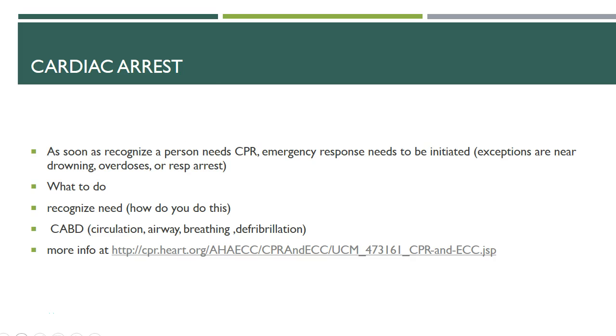And then cardiac arrest. So as soon as you recognize that a person needs CPR, you need to get help. The only exceptions are near drowning, overdoses, or respiratory arrest. So in those cases, you would do CPR first for 2 minutes and then get help. You need to recognize what to do. So now this mnemonic is CAB, and if you have an AED, you would defibrillate as well. So circulation, airway, breathing, and defibrillation.